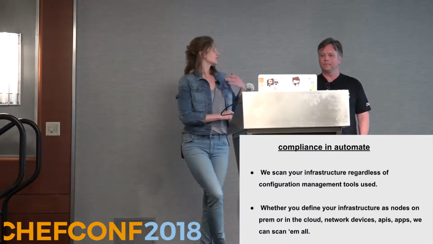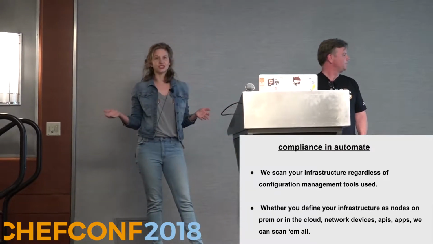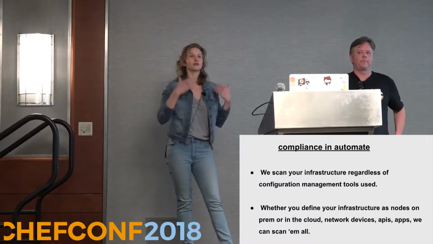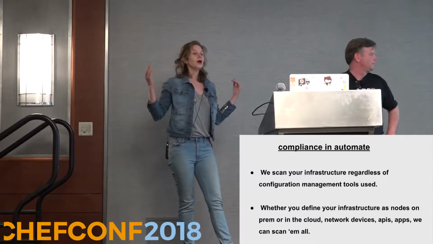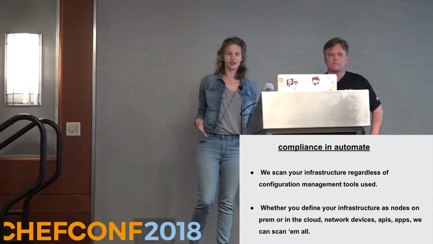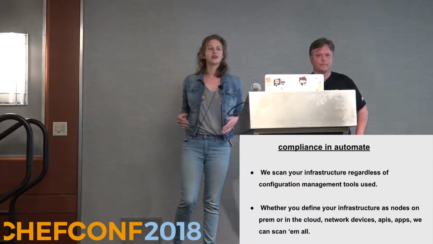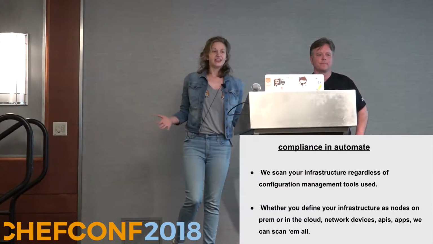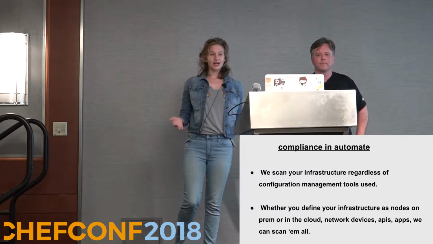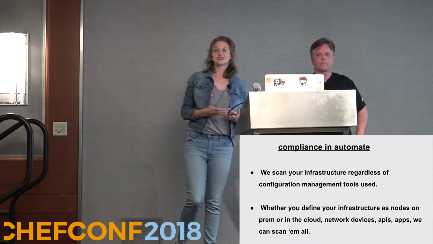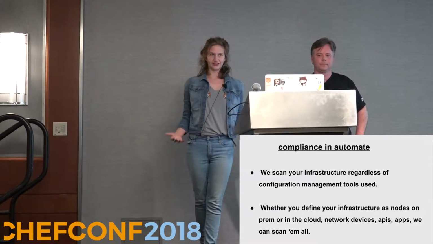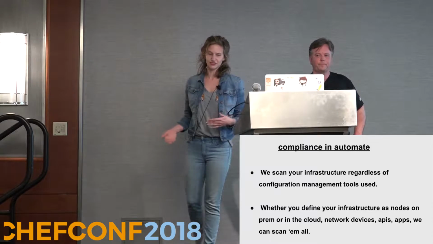Compliance in Automate, we're scanning your infrastructure regardless of configuration management tools used, just like InSpec does. That's always been InSpec's stance, right? We can scan your infrastructure. We don't care if you use Chef, Puppet, Ansible, whatever. But now it's taken a step further. Instead of just SSH and WinRM scanning, we can also scan your AWS services, your Azure services, network devices, APIs. We are starting to scan all the things, because your infrastructure is not just your nodes, it's all of it together. And there are vulnerabilities across all of those different situations.